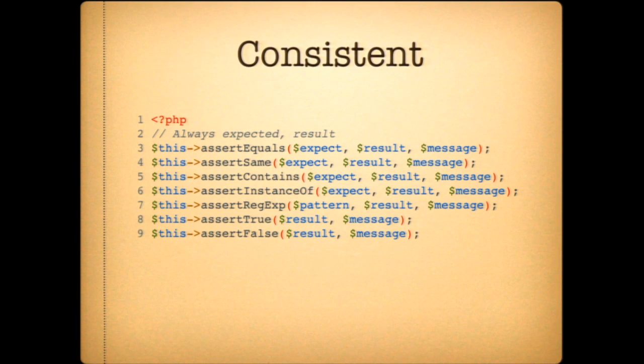It's consistent. Every test takes the expectation, the result, and a message that is output when it fails. Every test. I haven't found one that breaks this rule. Yeah, it's nice because you don't have to think, unlike PHP where you have to remember, is it needle haystack? Is it haystack needle? You can just go, it's always expectation, result, message.